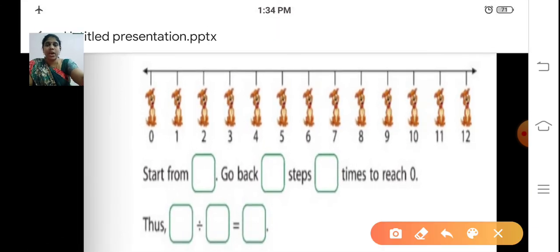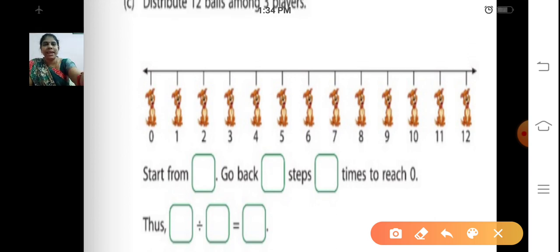So start from number 12. How many steps do we have to go back? How many players are there? See, how many players? 3 players, isn't it? So we'll go back 3 steps. Shall we? We'll start from 12.